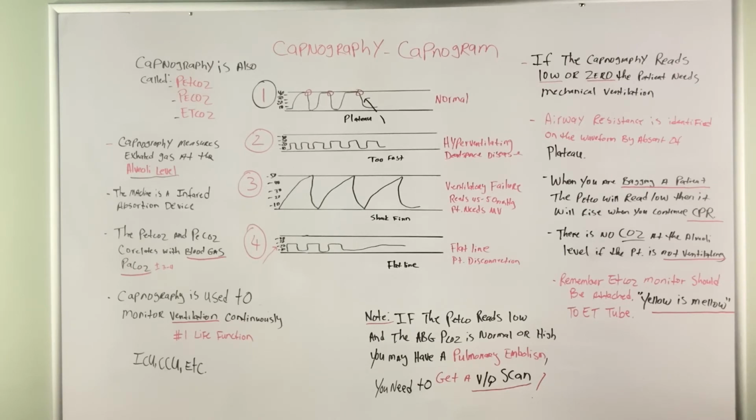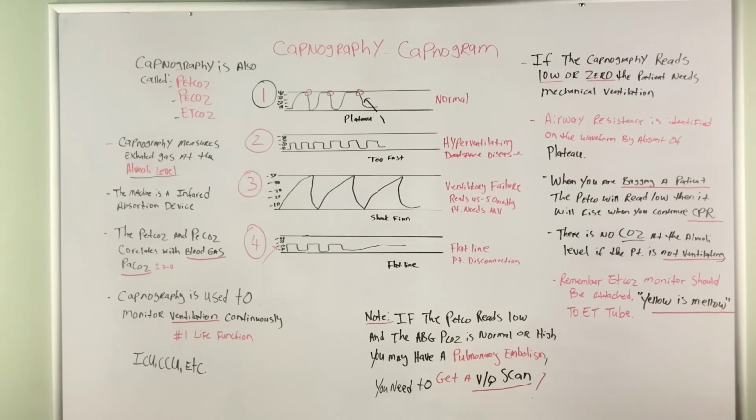On the right side of the board, if the capnography reads low or 0, your patient needs mechanical ventilation. Do not forget that. If the capnograph reads low or 0 and there is no disconnect, the patient needs mechanical ventilation. Whenever there is an airway resistance problem, this is identified by the absence of the plateau that we were talking about on number 1, that circle. The waveform will have an absence of that plateau, which represents airway resistance.